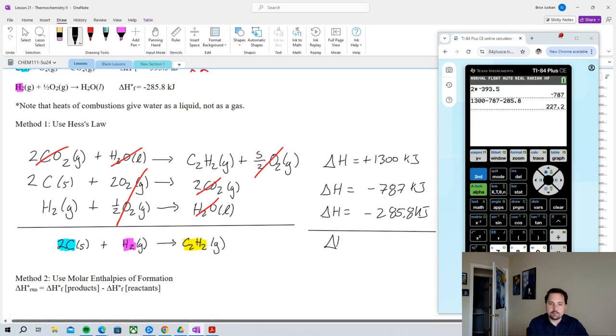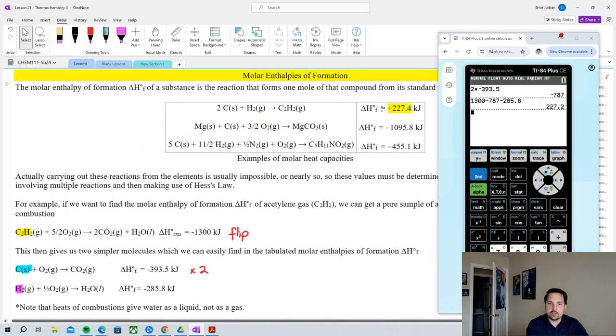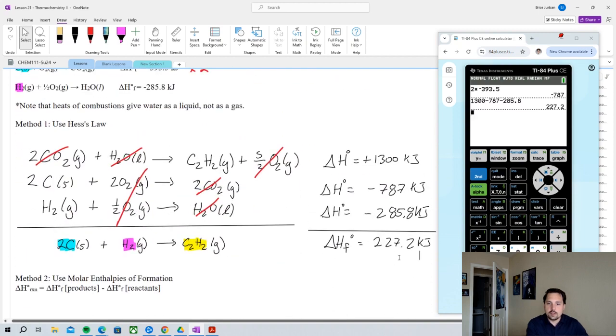And this is a formation reaction because we're forming acetylene from its elements. And these are all at standard conditions, which are 25 degrees Celsius and 1 bar. So 227.2 kilojoules. And if you remember from above, that is pretty much the same value that we have up here that we grabbed from the table.